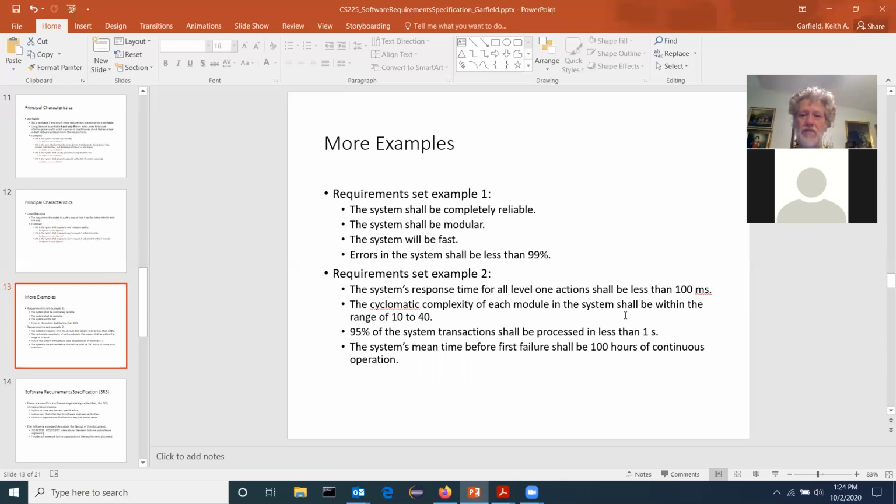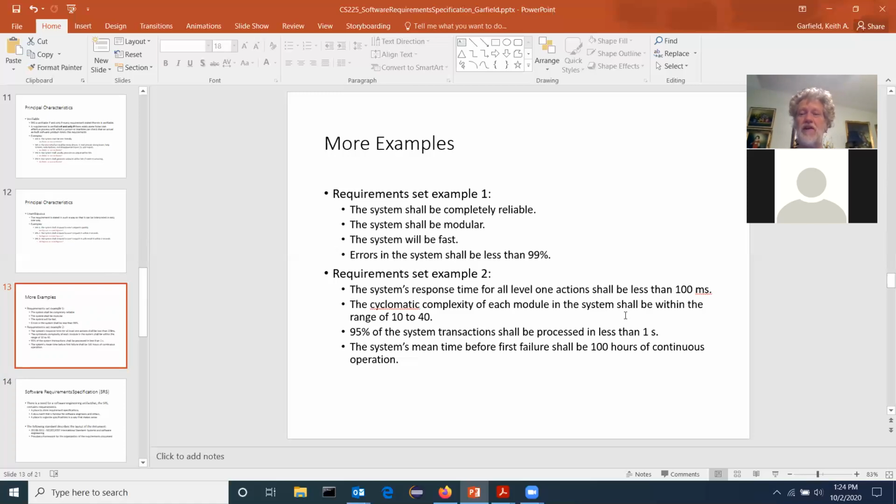Okay. The rest of these are much more clear. The system's response time for all level 1 actions shall be less than 100 milliseconds. And we're assuming there are other requirements that specify what those responses are. Cyclomatic complexity of each module in the system shall be within the range of 10 to 40. Cyclomatic complexity is a measure of modularity. 95% of the system transactions shall be processed in less than 1 second. As long as we've defined what the system transactions are, that's probably a good requirement.